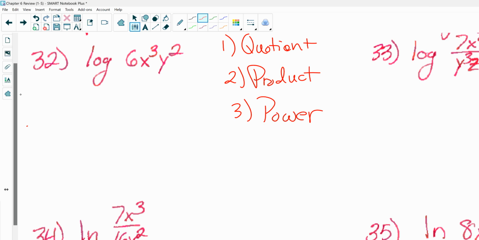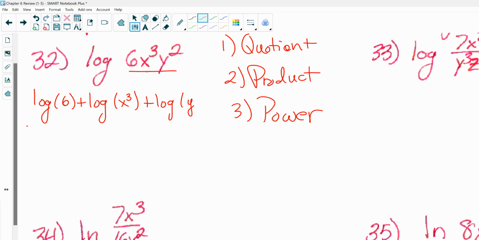We go straight to product. Since we have three things being multiplied inside the log, we rewrite it as addition. So we'd have log of 6 plus log of x to the third plus log of y squared, with those being added together. Power states that if there are exponents, we move them to the front of the log that has that exponent.